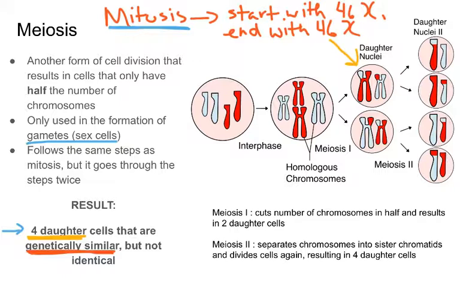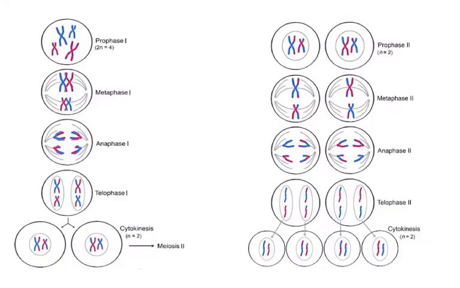Now meiosis is in 2 stages, whereas mitosis is in 1 stage only. And if we look at the overview, we see that the names are the same as in mitosis. So we break it down as meiosis 1, this is meiosis 1 here, and this is going to be meiosis 2.